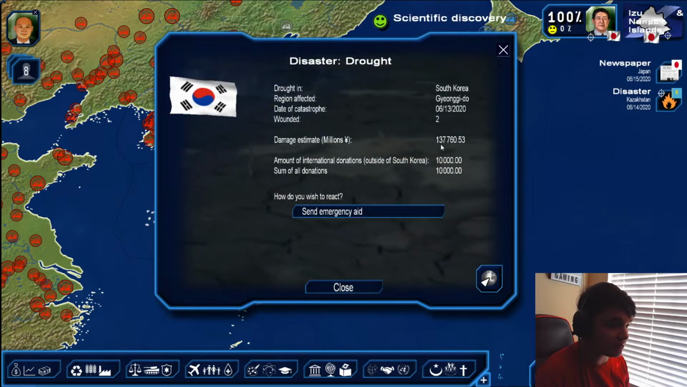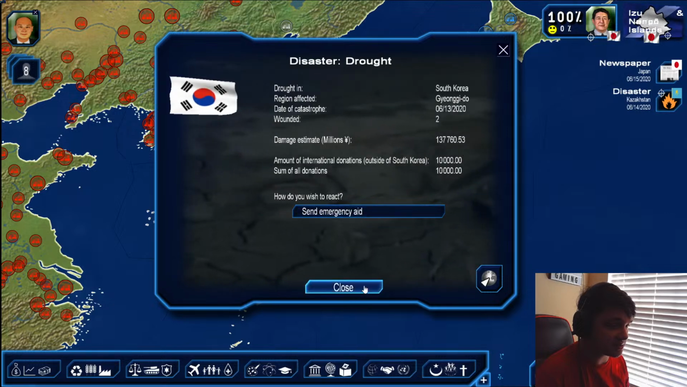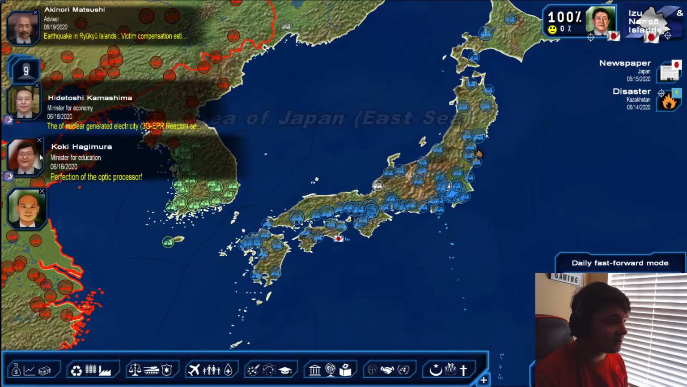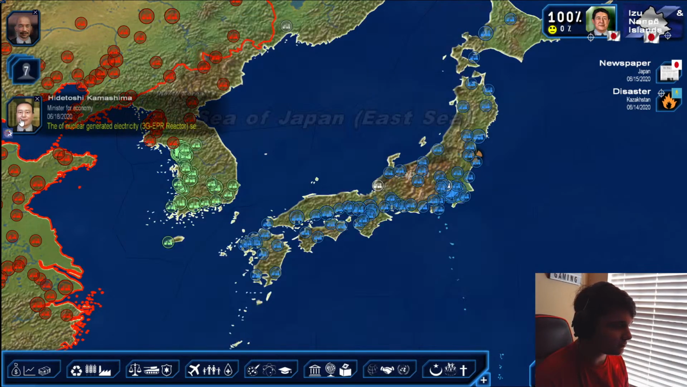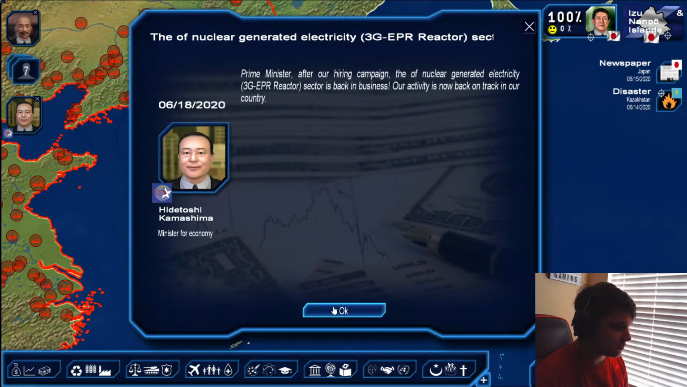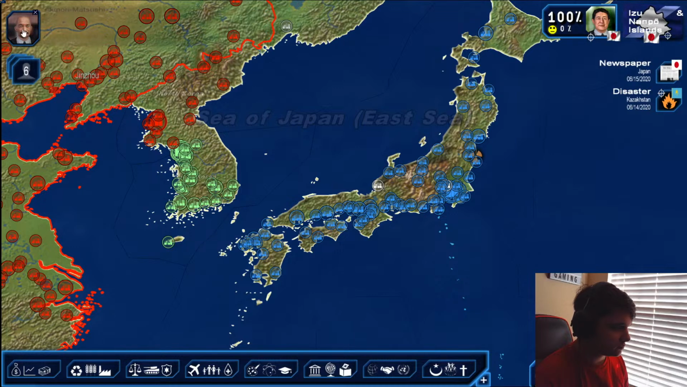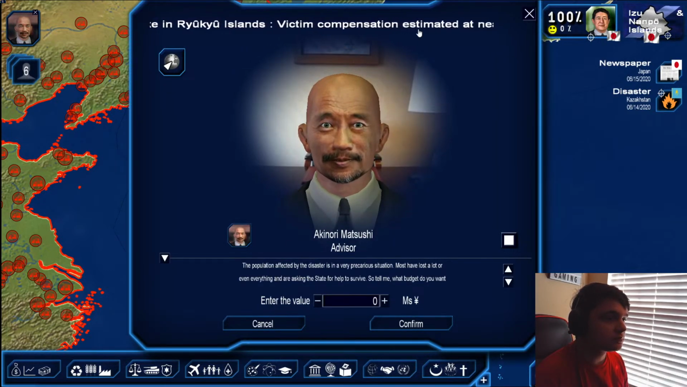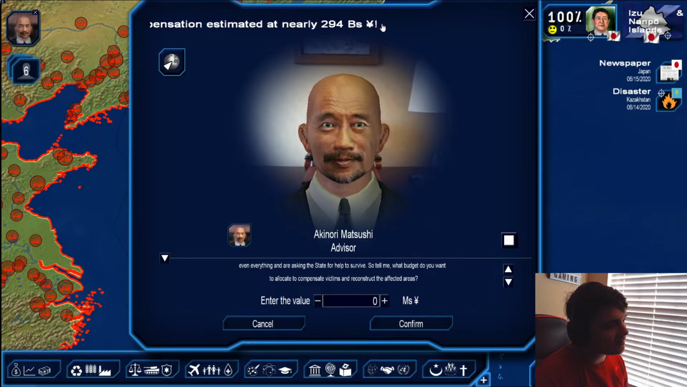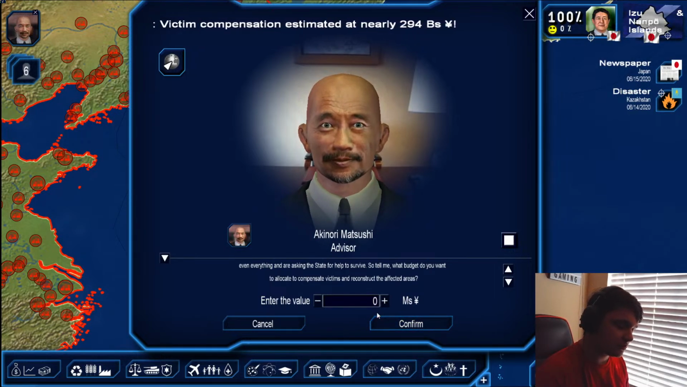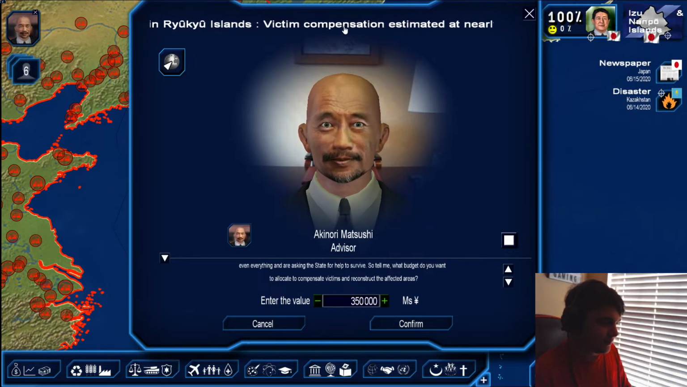Damage so far is 137 billion yen, so that's about $1 billion it costs, even though 2 people have died. Optic processor has been discovered in our Japan. The population affected by the disaster is in a very precarious situation. Must have lost a lot and even everything, and are asking the state for help to survive. So tell me, what budget do you want to allocate to compensate victims and reconstruct the affected areas?